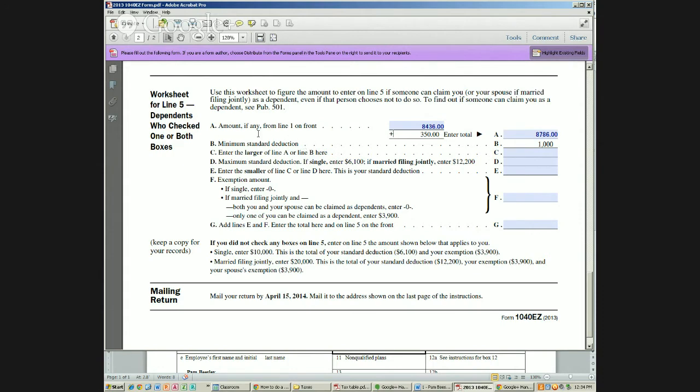All right, then it says your minimum standard deduction is 1,000. Then it says enter the larger of line A or B. So where's line A? Okay, here's line A. All right, where's line B? All right, right here. Line A or line B. Which one's bigger, guys? Line A. So we're going to write that one down. 8,786.00.